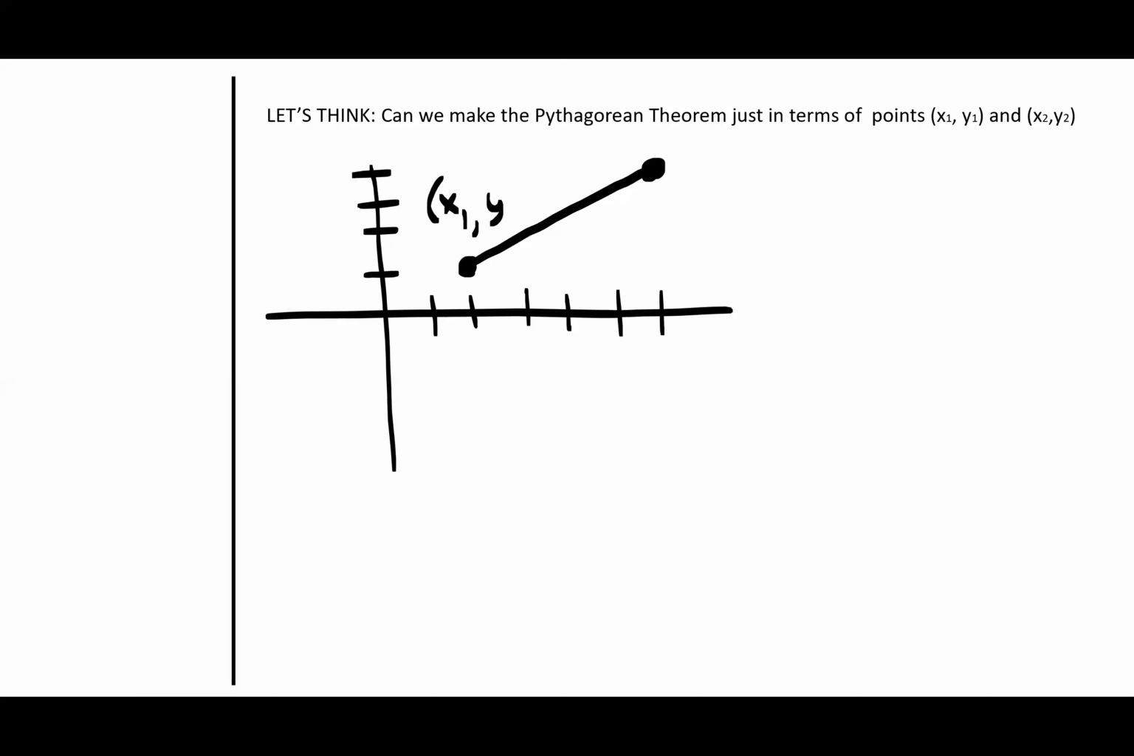x sub 1, or x1, y1. And this one is x2, y2. And we're going to come up with the distance formula. It's the square root of x1 minus x2 squared plus y1 minus y2 squared. Awesome. Okay, can we derive it though? That's the question. Or can we make it?